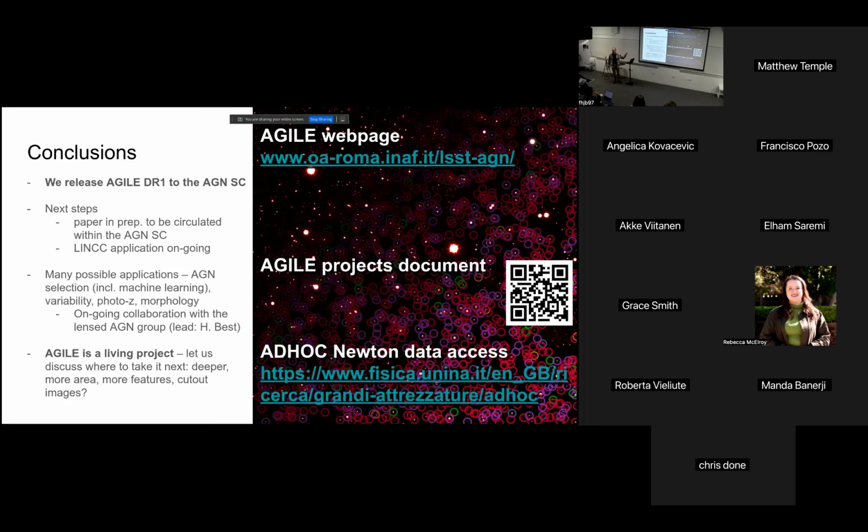One thing that we're already working on is with the lensed AGN working group, trying to find AGN in lensed images, which is led by Henry West. And what we have built, we consider it to be a living project. So I would like to have a discussion where to take it next. So we did the data release 1. What is next? So do we want more area? Do we want more depth, more features, cutout images?